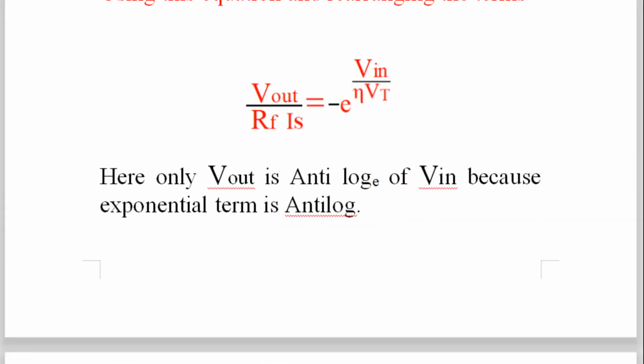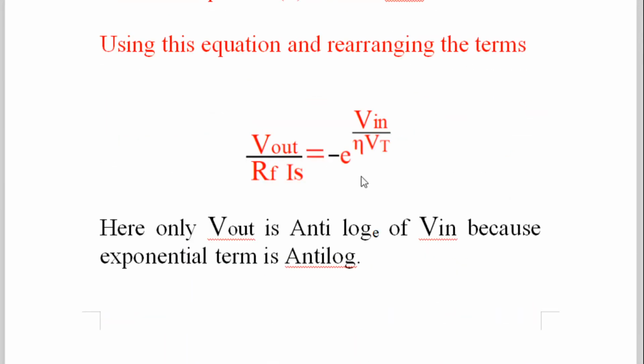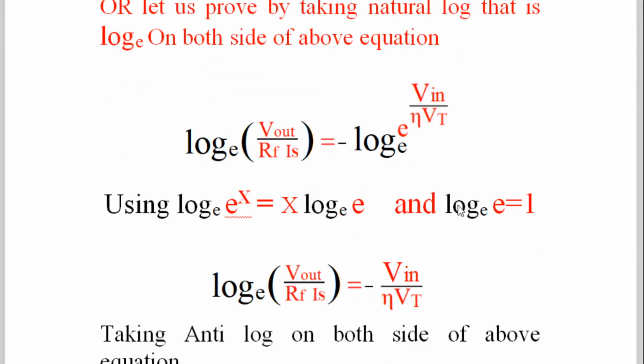So in this equation, on the left hand side is V out upon Rf into Is, and on the right hand side, a minus sign is there, log to the base e of e raised to V in divided by eta into Vt. Here on the right hand side the minus sign is there, and we have to take log to the base e of e raised to V in divided by eta into Vt. So in this way, this equation will be there.